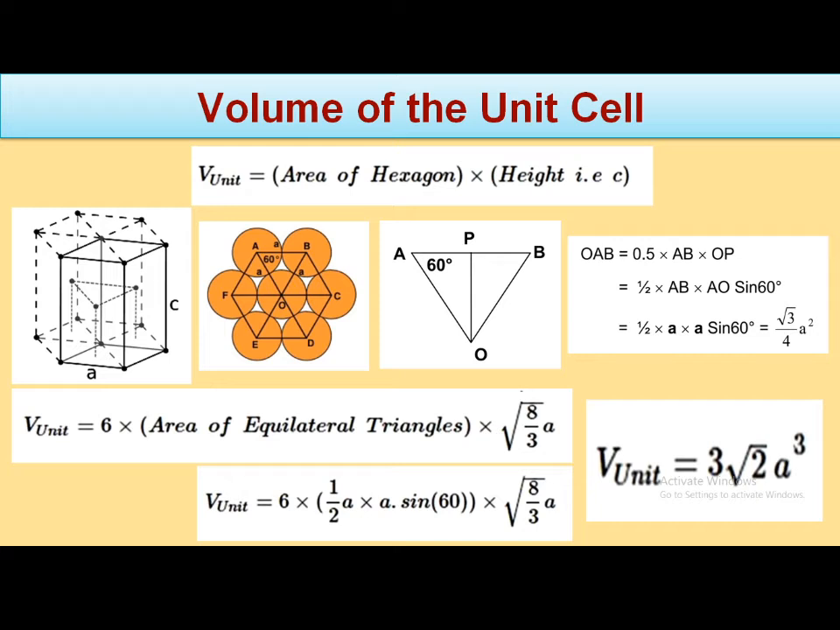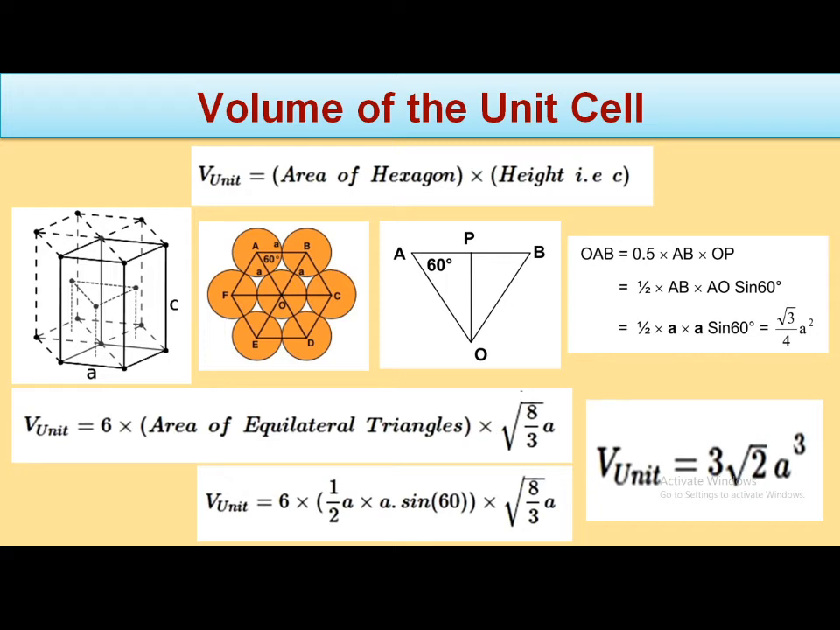It is the area of the hexagon times the height of the hexagon. This gives you the volume of this unit cell. So this hexagon has 6 equilateral triangles. If you know the area of one equilateral triangle, and multiply it by 6, you can get the area of the hexagon. And then C is the height of this unit cell. You can multiply it by C, and finally you can get the volume of the unit cell.